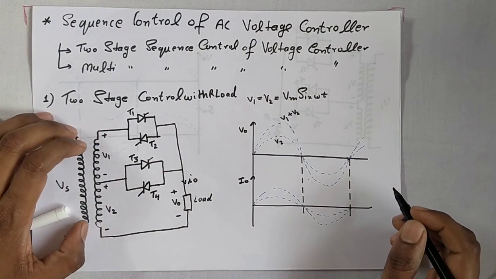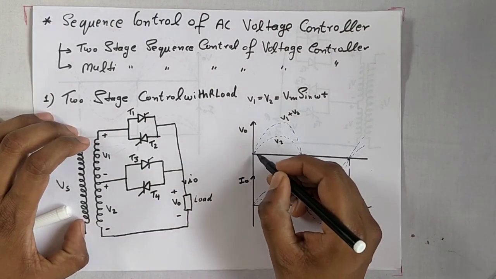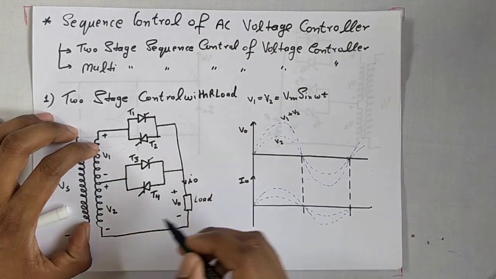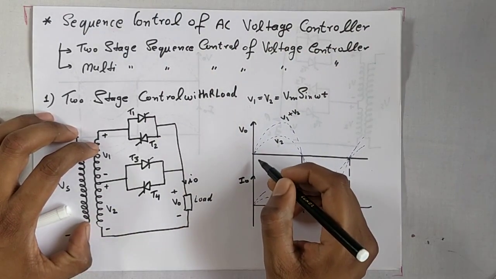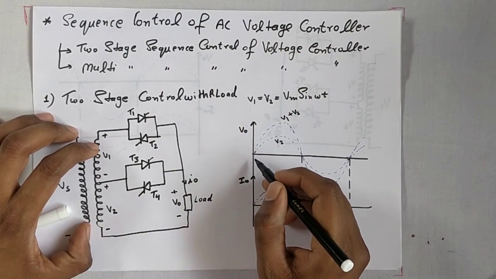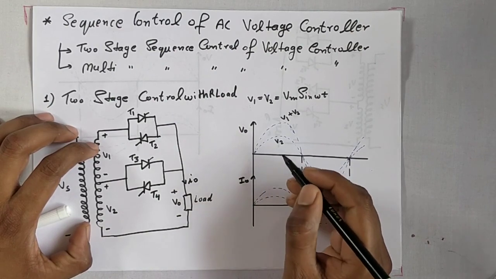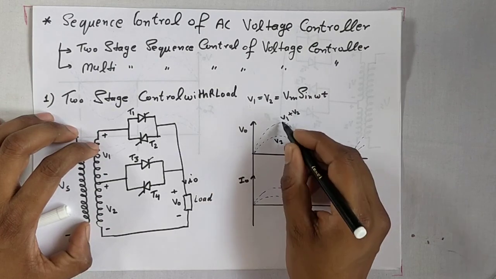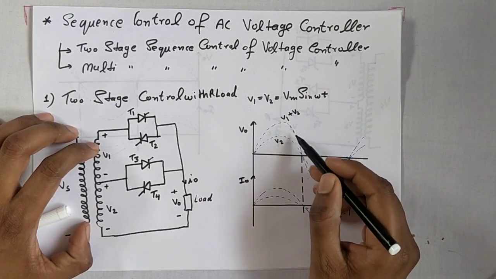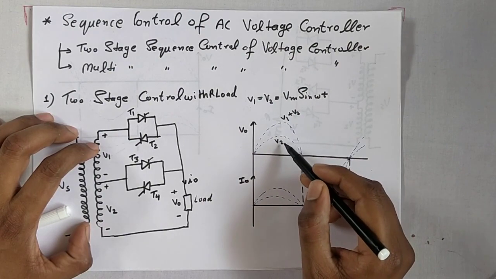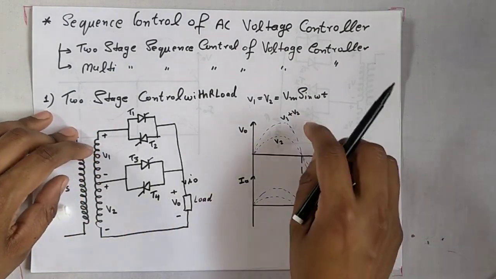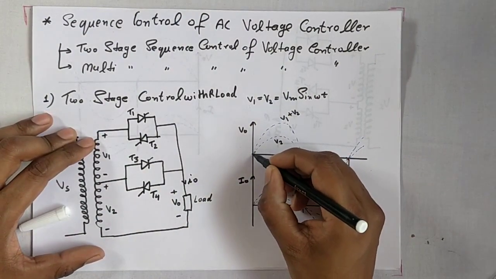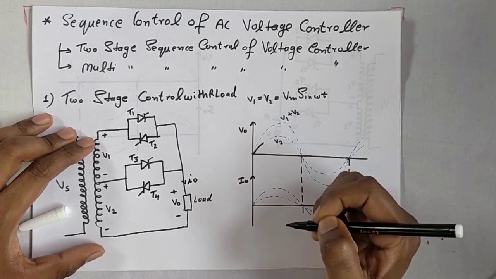At the start, when the voltage is positive, or we are in the positive cycle, here first we trigger T3. So when we trigger T3, then output voltage will appear. This is the input voltage, this one is V1 plus V2. This is V2 input voltage, and this one is the V1 plus V2 input voltage. Okay. So when we trigger T3, then the voltage will appear like this in the output.